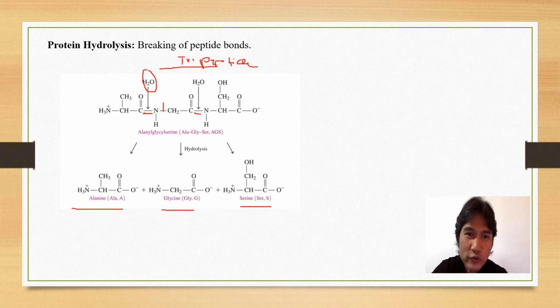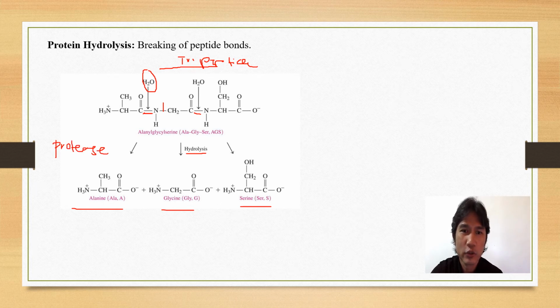Hydrolysis or breaking of peptide bond in our intestine is catalyzed by enzymes. As I said earlier in the previous slide, enzymes are proteins that have catalytic action. So generally, the enzymes that catalyze hydrolysis of peptide bond, we call them protease.